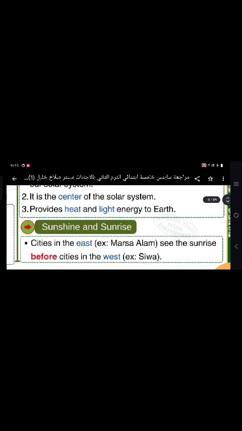Okay, let's move forward to sunshine and sunrise. Cities in the east, like Marsa Alam, see the sunrise before cities in the west, like Siwa.